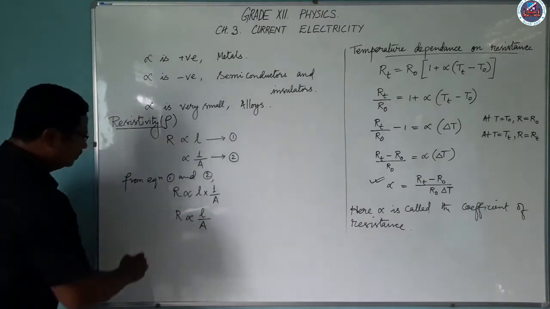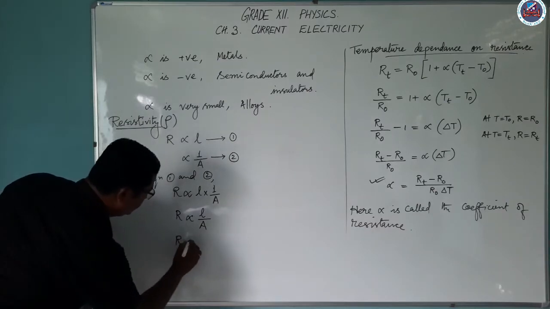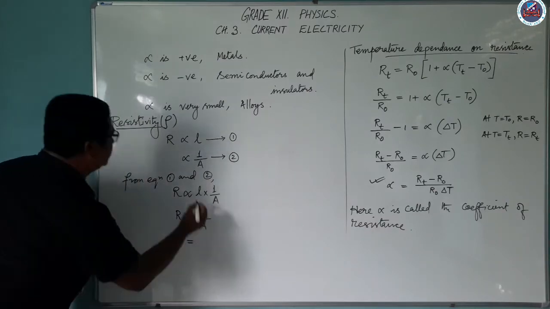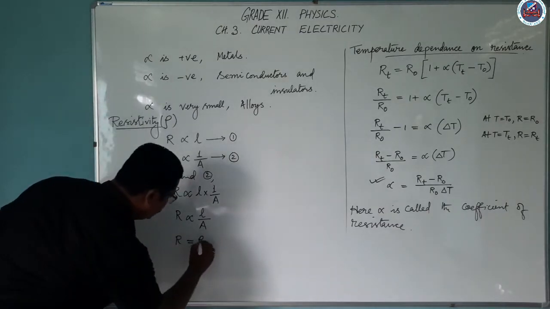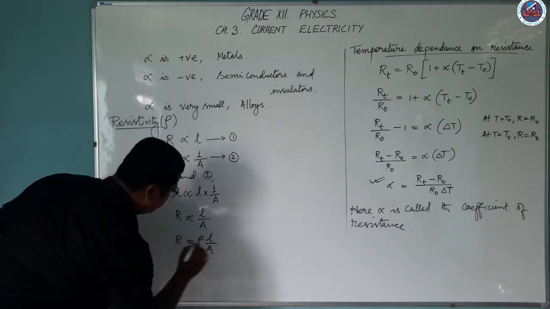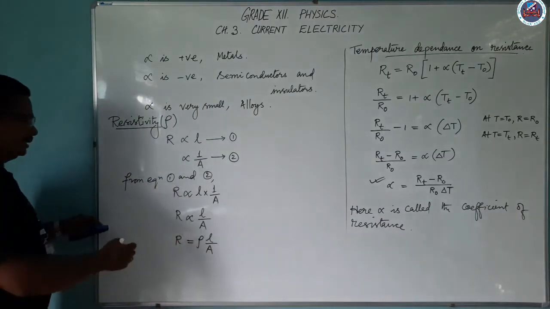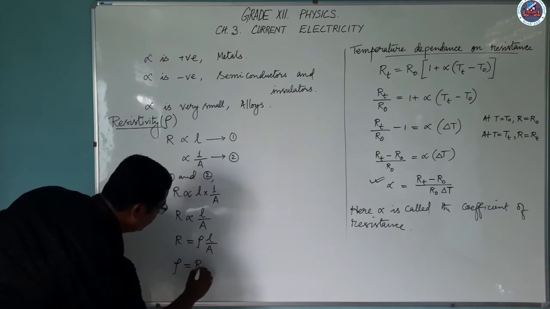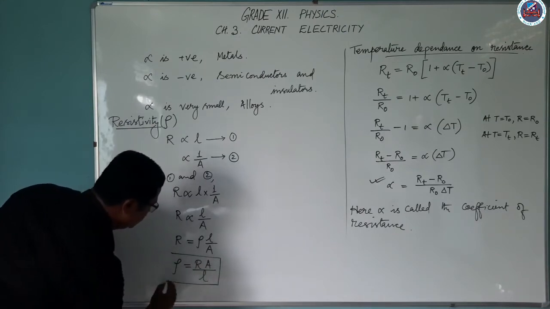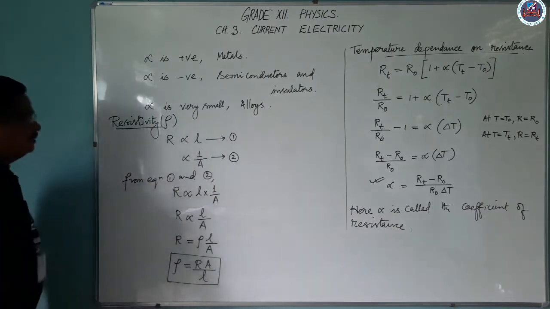Now to remove this proportional sign, we use a constant. That constant term we call resistivity. We write it as R equals rho L by A. Or if you want to know the expression for resistivity, then simply cross multiply. Rho is equal to R times A by L. This gives us the expression for resistivity.